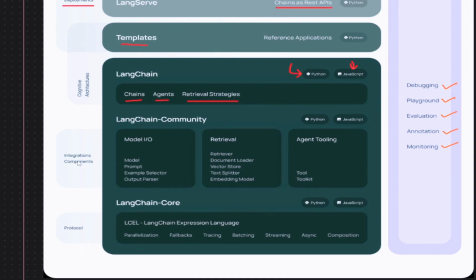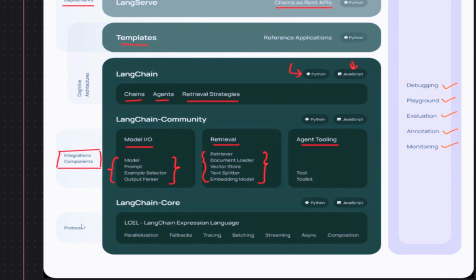Okay. Then you also have some integration components. So we are understanding the ecosystem, because all these things we are going to discuss in this specific playlist itself. Here you have model IO, here you have retrieval, here you have agent tooling. In retrieval, you will also have features to read your data set from different data sources, and how you can create vector embeddings and all, right? In model IO, you have various techniques with respect to model, chain, prompt, example selector, and output parser.